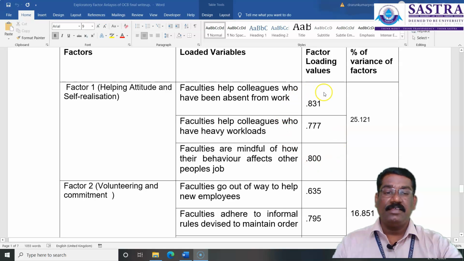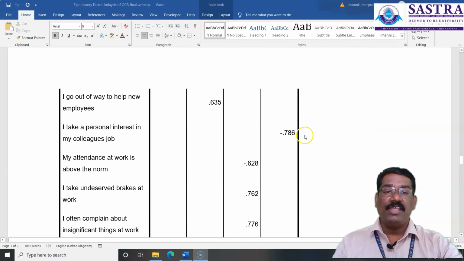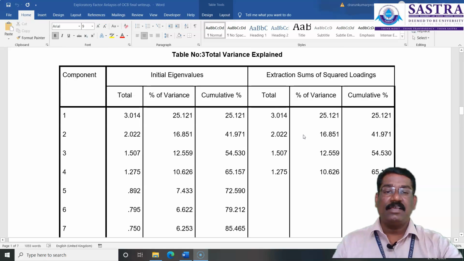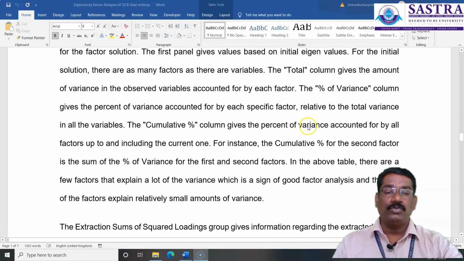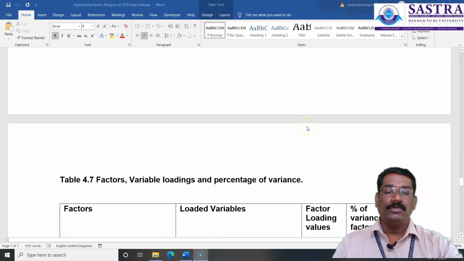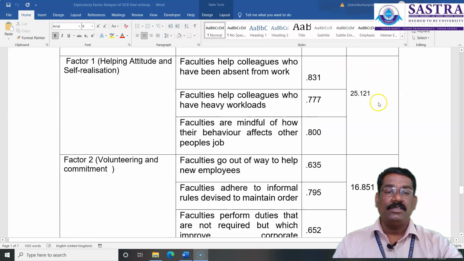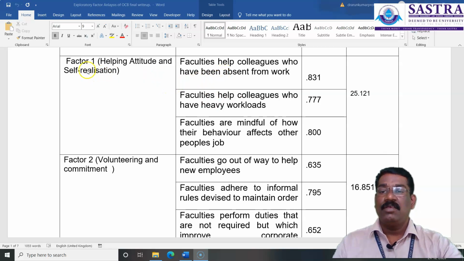We put that here, and go to the variance table and check the respective variance. How much? 25.121. So you put that one here. So how much variance do these three variables comprise? It is 25.12% of variance. It is accounted for by these three variables, and these three variables constitute factor 1.